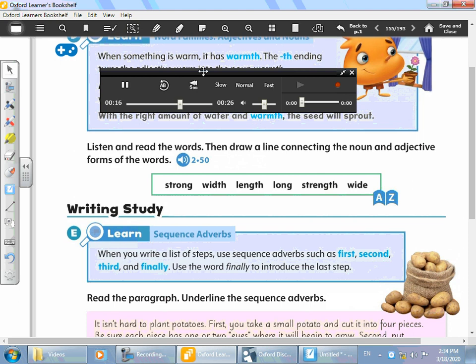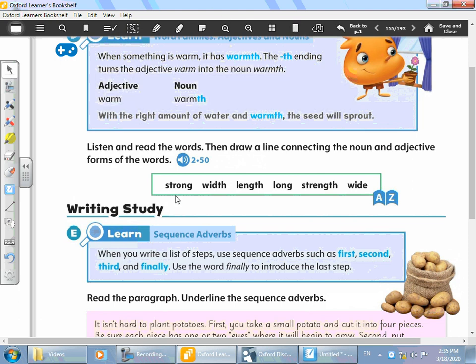Strong, width, length, long, strength, wide. Very good. Now, repeat the words after me. Strong, width, length, long, strength, wide. Excellent.